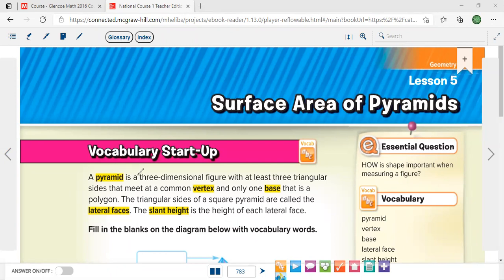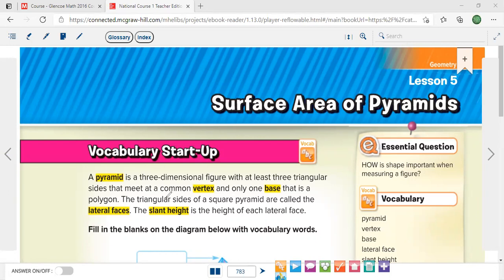A pyramid is a three-dimensional figure with at least three triangular sides that meet at a common vertex and only one base. That is a polygon. Means this base could be a triangle, could be a square, could be a rectangle. It's a polygon. The triangular sides of a square pyramid, because the base is shaped like a square. So we're talking about the square pyramid now, base shaped like a square.